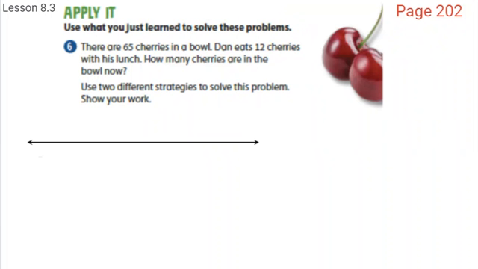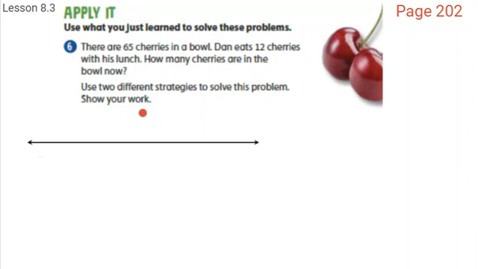All right. I'm going to go through this. I want you to work on it first, and then I'll come back and finish the problem. So let's read through this. It says here, there are 65 cherries in a bowl. Dan eats 12 cherries with his lunch. How many cherries are in the bowl now? It says here, use 2 different strategies to solve this problem.